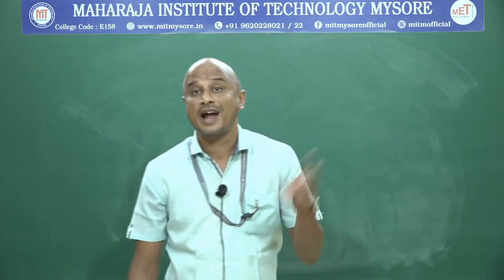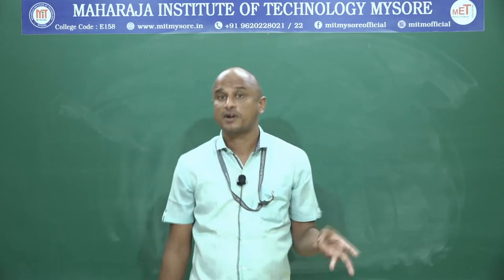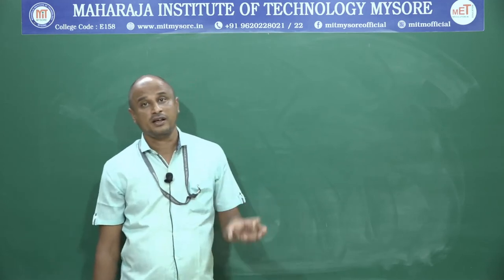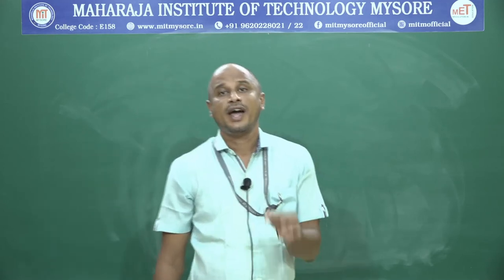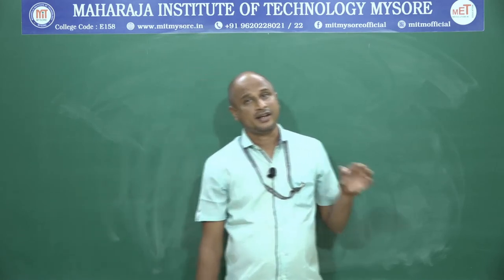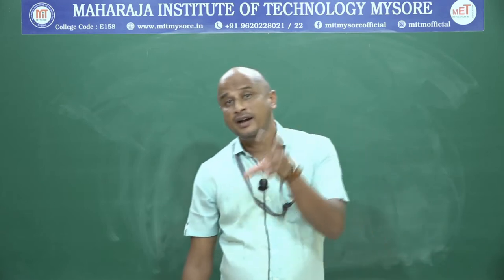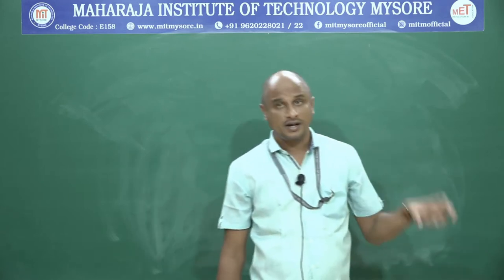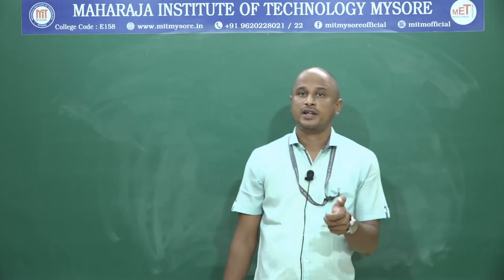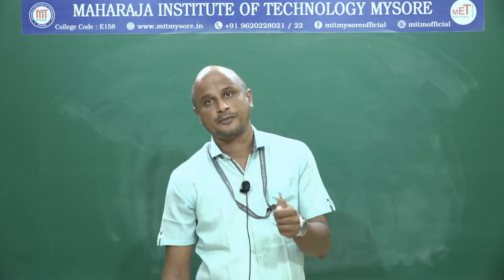Then I talked about entity integrity and referential integrity constraints, where I told that the primary key cannot be null. This rule is called the entity integrity constraint. The entity integrity constraint says that the primary key cannot be null, right?